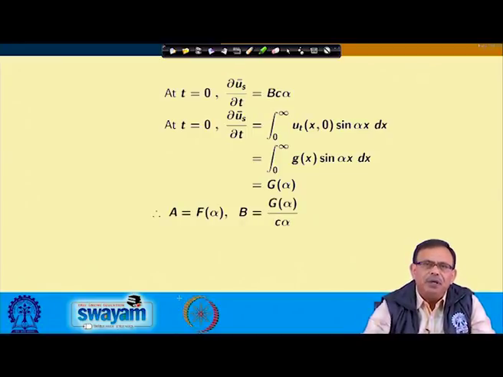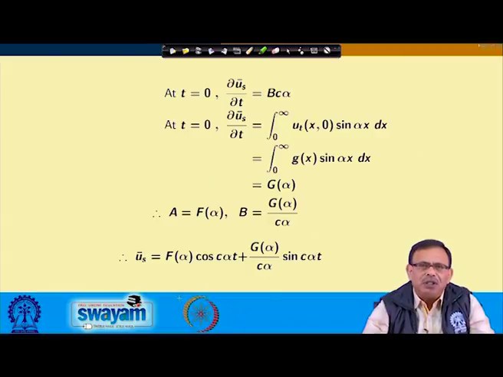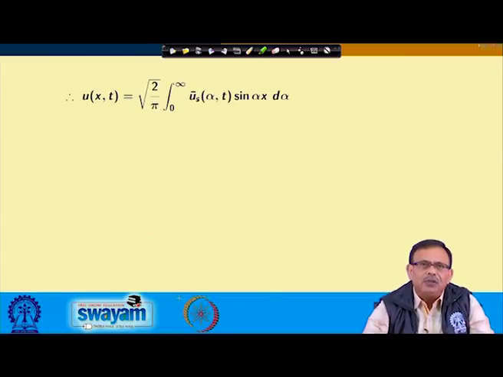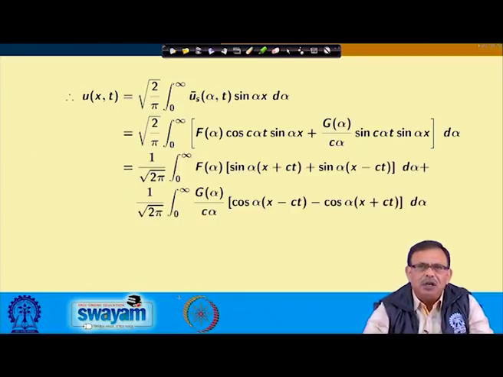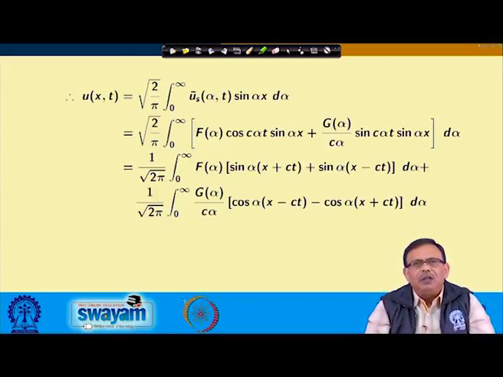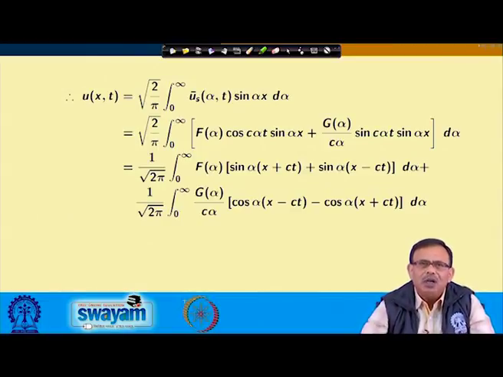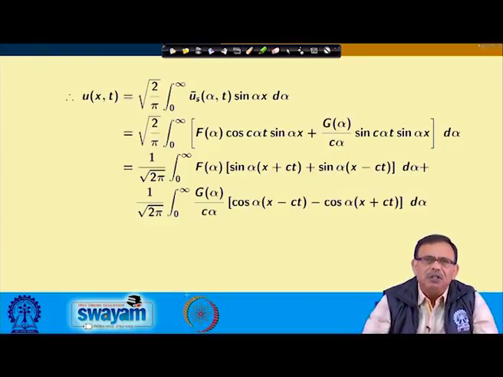So, I obtained A and B in terms of the Fourier sine transform of f(x) and the Fourier sine transform of g(x). So, I am writing u bar. Once I have written u bar, u(x,t) is nothing but root over 2 by pi times the integral from 0 to infinity of u bar s(alpha,t) sin(alpha x) dx. If you substitute the value, you will obtain this. Now, cos c sin d is there, sin c sin d is there, so I can break it into two parts like this: F(alpha) into sin of alpha(x plus ct) plus sin of alpha(x minus ct), that way I am getting. Let us see how to find out the values of these integrations.